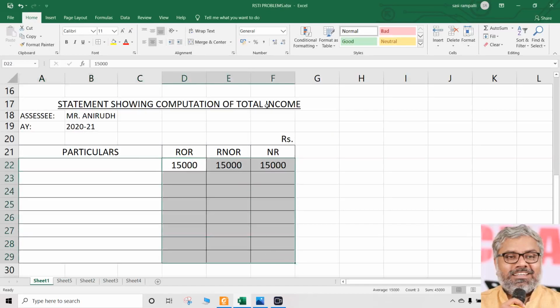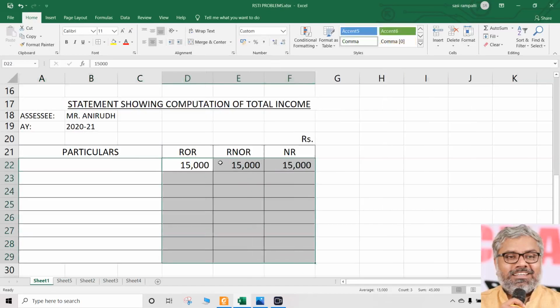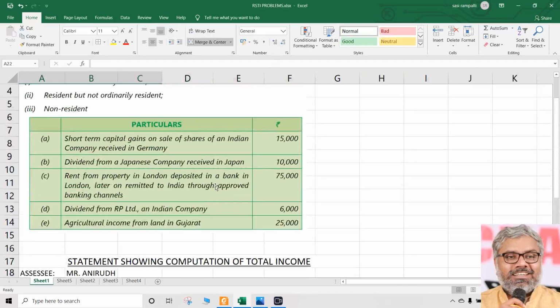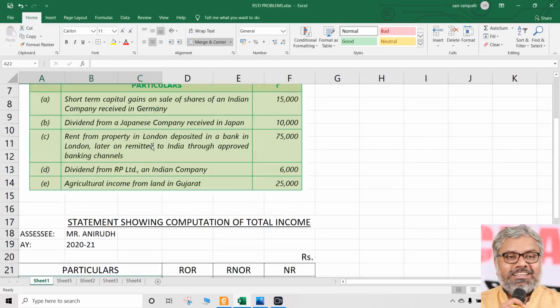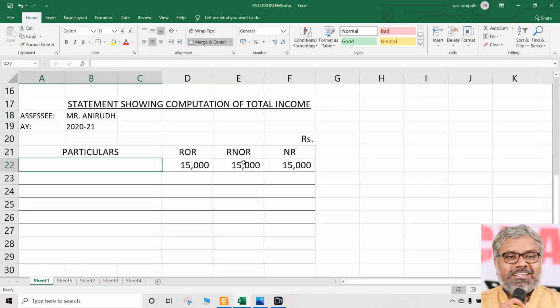What should we write in the particulars? Whatever is given in the question, that only we will write in the particulars, nothing special. We will write: short-term gain on the sale of shares of an Indian company. Enough. Don't write everything as it is and waste time. You have to indicate what you are talking about. So simply use: short-term capital gain on sale of shares of Indian company. Enough. So that is 15,000, taxable in all cases.